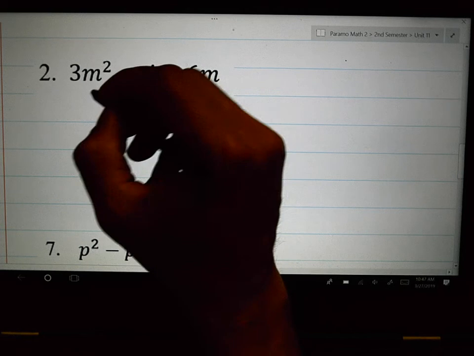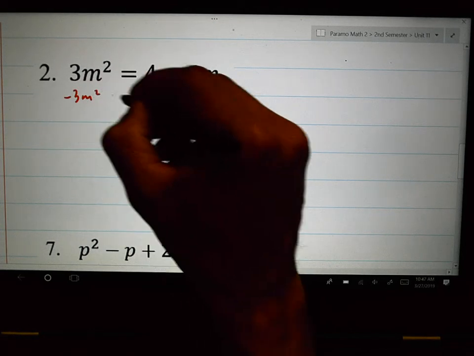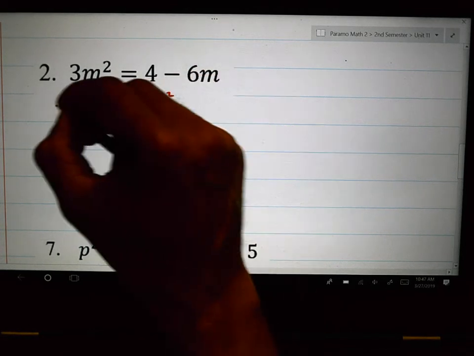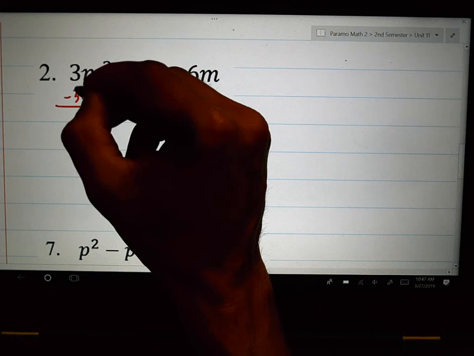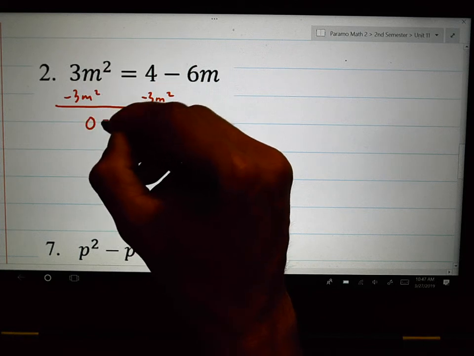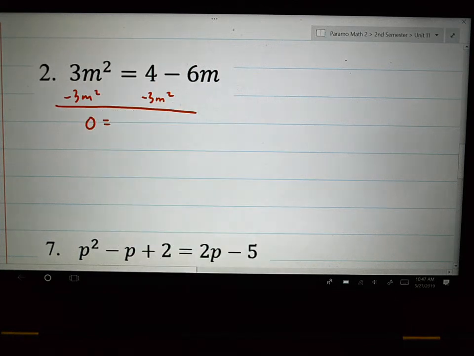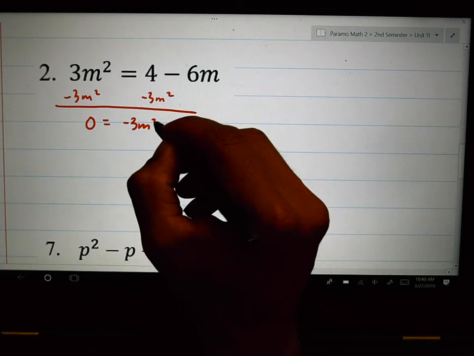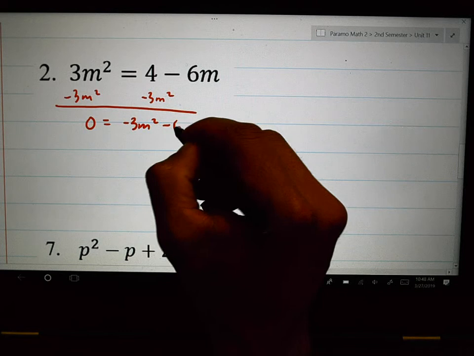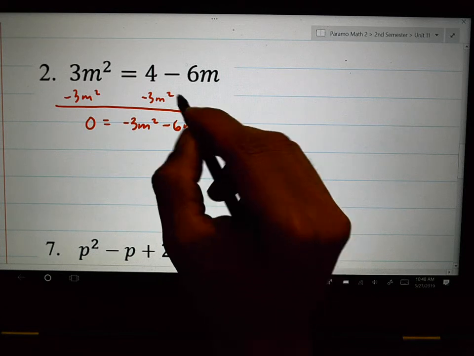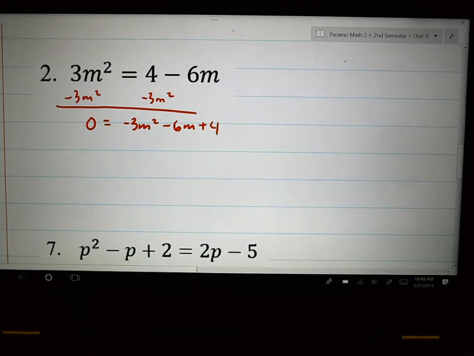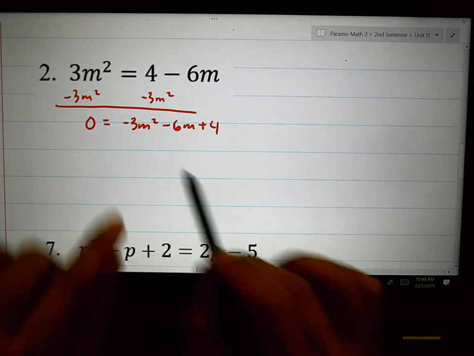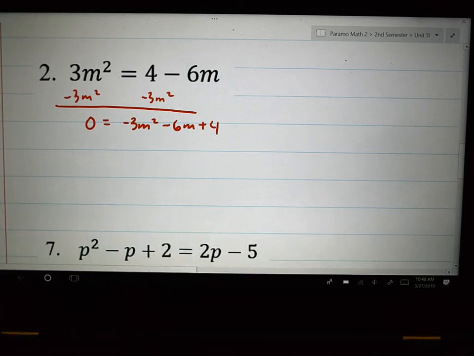I think I'm going to subtract 3m squared from both sides. Then 3m squared minus 3m squared is 0 equals, and I'm going to put this in standard form, highest degree, this m squared. Next highest degree, minus 6m. Then the constant, plus 4. So we put it in order. It has to be in order before we plug things into the quadratic formula.